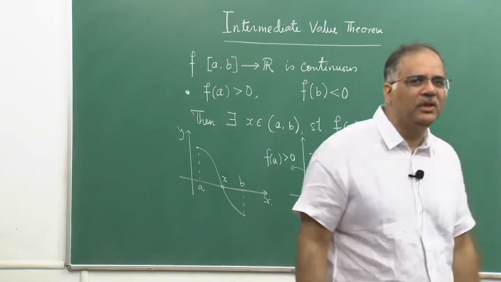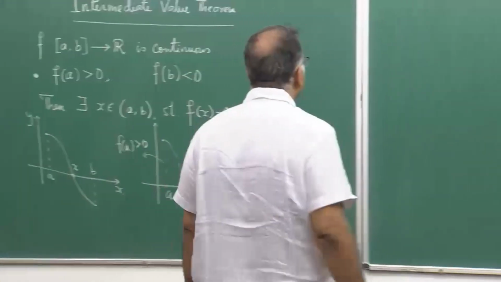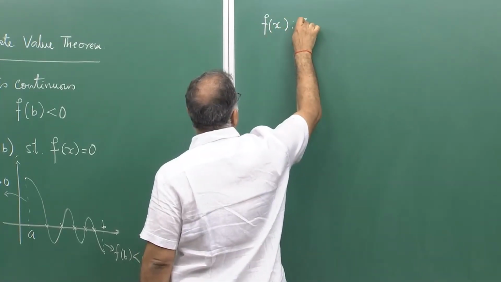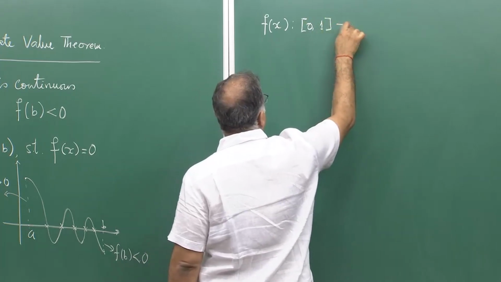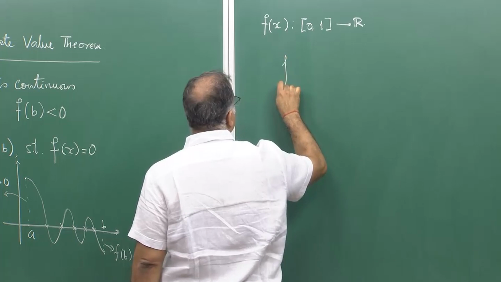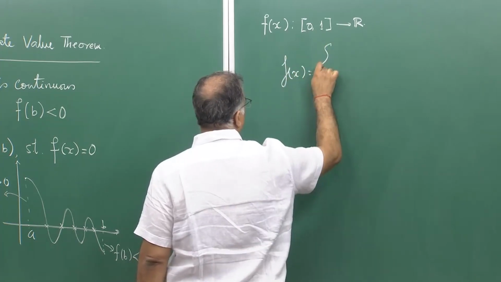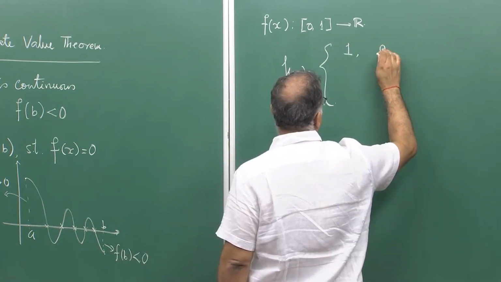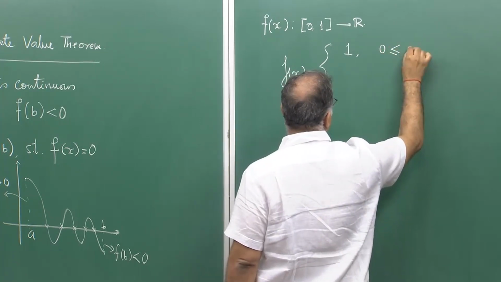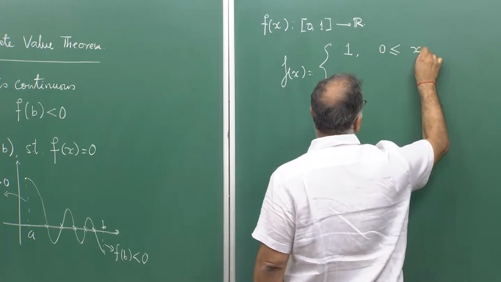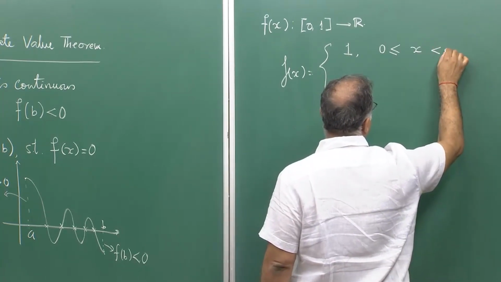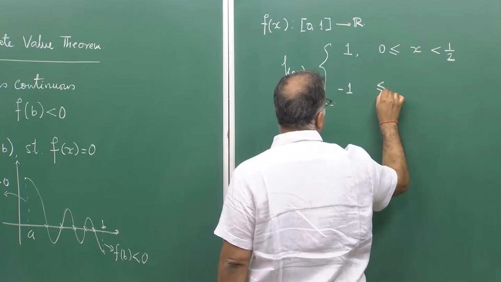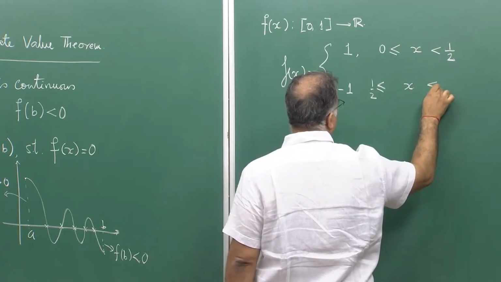But this idea of continuity is very important. Why, I will tell you. For example, I will take a function f(x) which I will define from [0, 1] to R, and I will define it as follows: f(x) is equal to 1 when x is between 0 and half, and is equal to minus 1 when x is between half and 1.